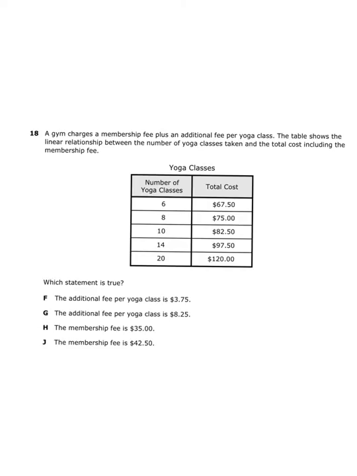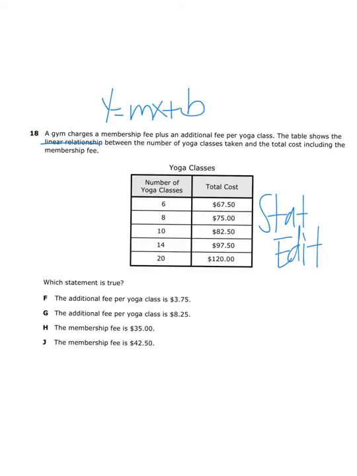Number 18. A gym charges a membership fee plus an additional fee per yoga class. The table shows the linear relationship. So linear relationship is your y equals mx plus b. Just looking for the equation of the line between the number of yoga classes taken and the total cost including the membership fee. So this is definitely a stat edit kind of question. Anytime you see a table, think stat edit. When you do that, you will find that the slope is 375, which per is going to be your unit rate, that's going to be your rate of change, that's going to be your slope. So F is the correct answer.